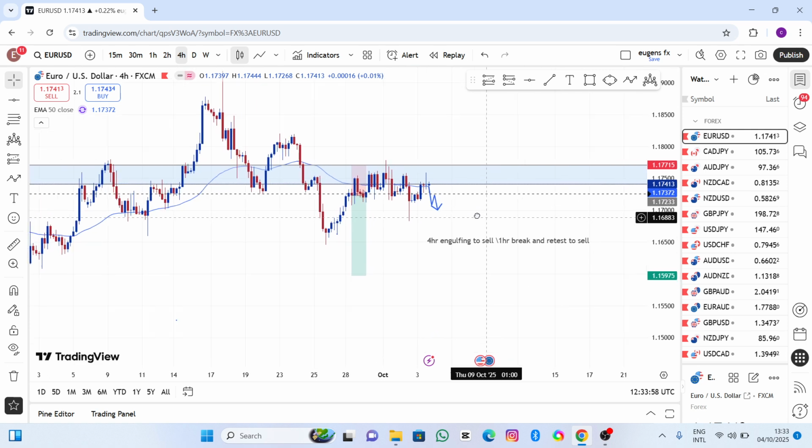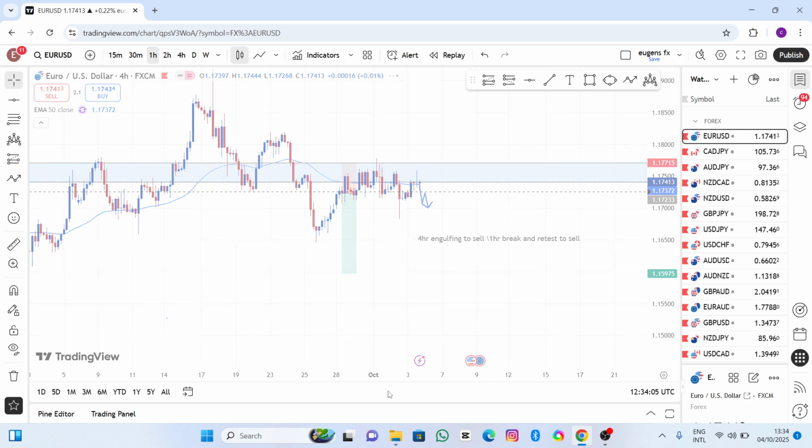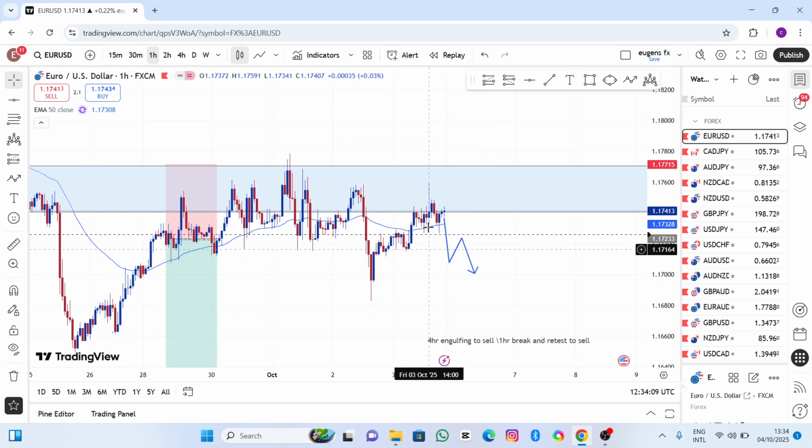So you can see as I wrote it down, on the 4-hour, I'm waiting for an engulfing on the 4-hour to sell. And for that engulfing on the 4-hour, if you go down to the 1-hour, to look more at price action, as you can see, it looks like the market is forming a head and shoulders pattern here. It's not yet confirmed.